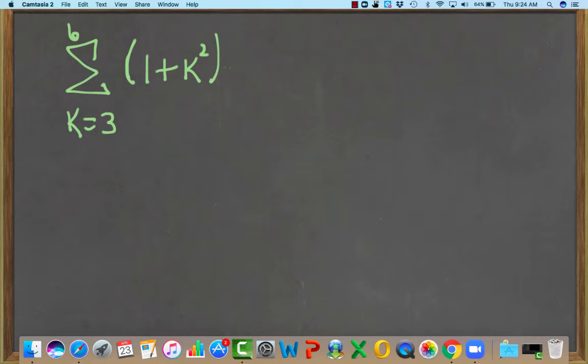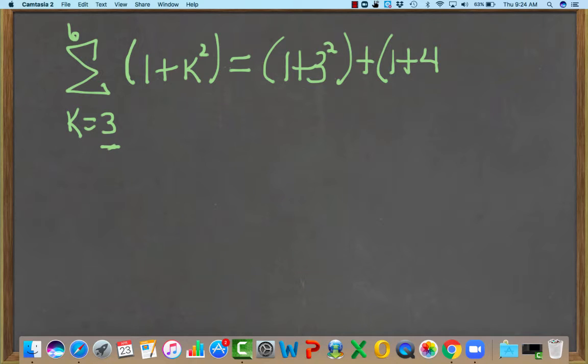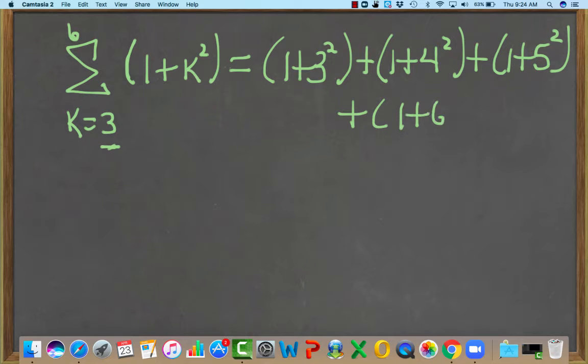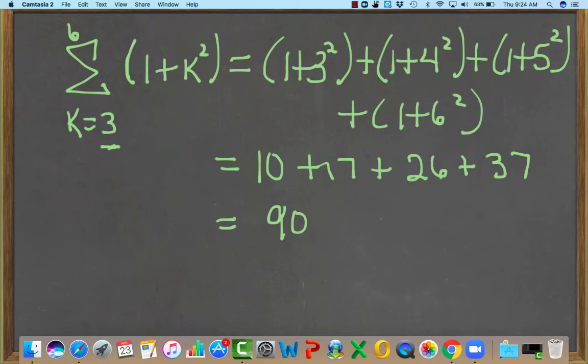Next, let's evaluate this sigma notation. So we have the sum from k equals 3 to 6 of 1 plus k squared. So again, we're going to start with 3, so we'd have 1 plus 3 squared. Then we're going to go till we get to 6. 1 plus 4 squared, 1 plus 5 squared, and 1 plus 6 squared. But again, if we evaluate each one of those terms, we would get 10 plus 17 plus 26 plus 37, and that gives me a sum of 90.